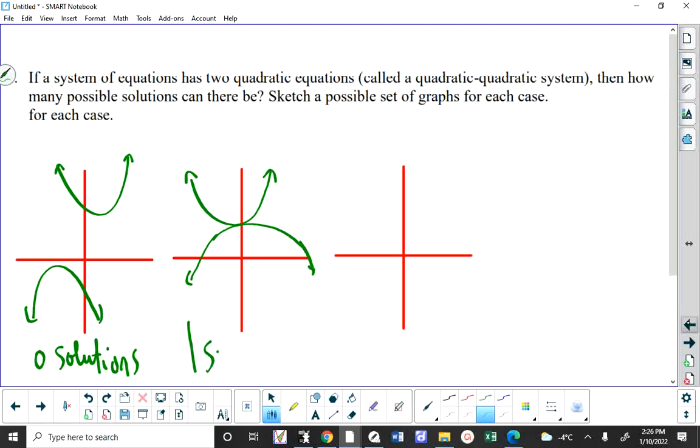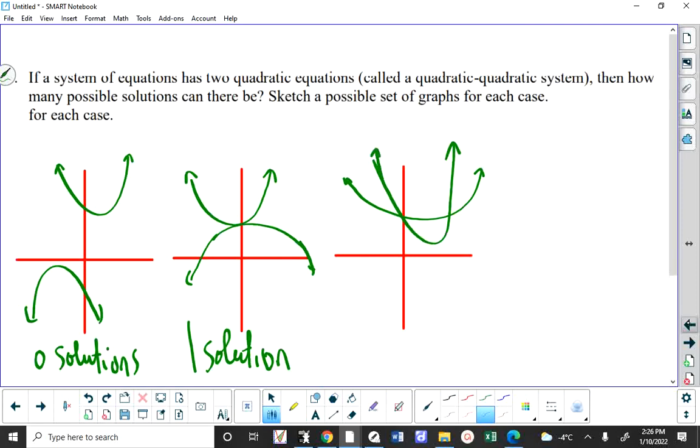So one solution. Two? We're up for two? Sure. They just have to cross through each other. Maybe one of them is like this. Maybe one of them is like this.